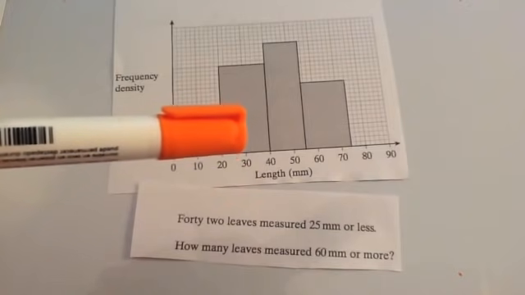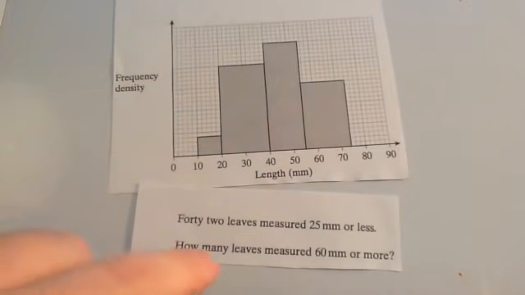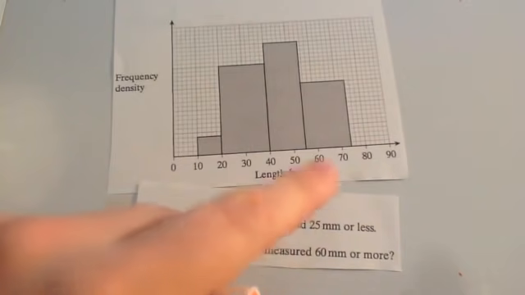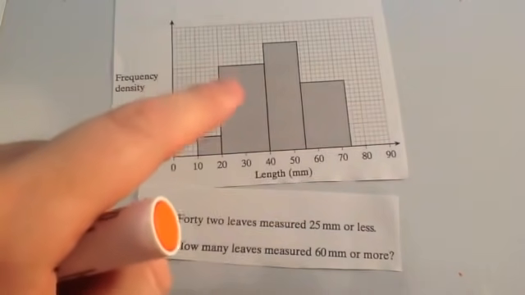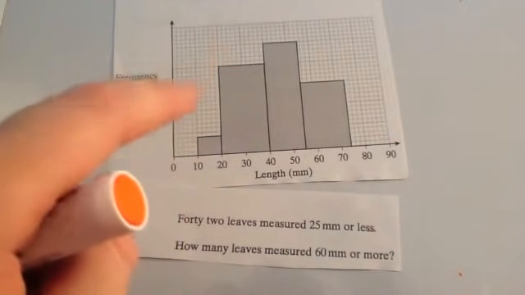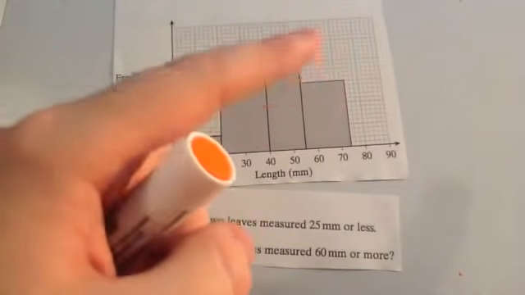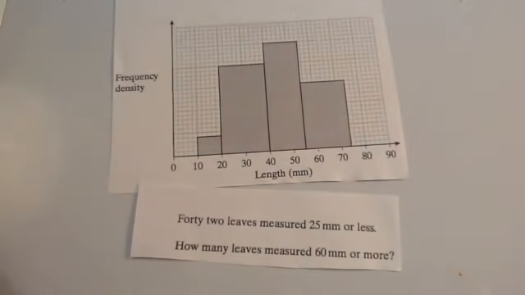It's told us how many are 25 or less, and it asks how many leaves measure 60 or more. So what you would need to do is work out how many little squares are in each section, then work out how many squares one leaf is worth, and divide the number of squares in this section by how many squares each leaf is worth, and that'll tell you how many leaves there are. Simple as that.